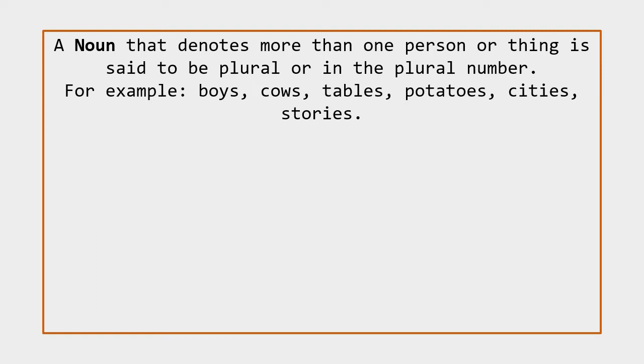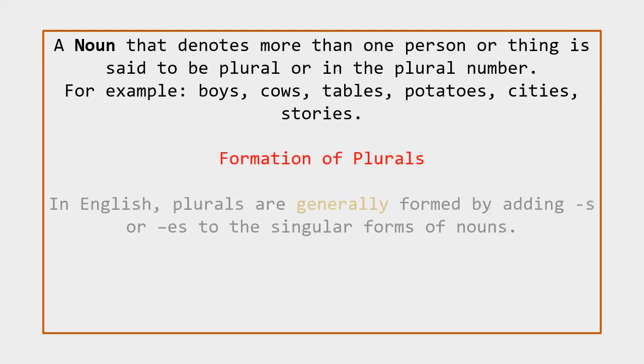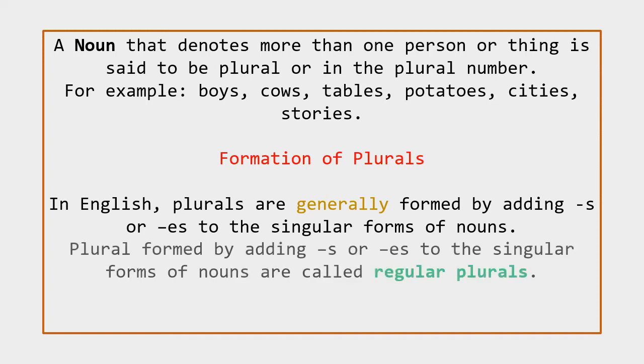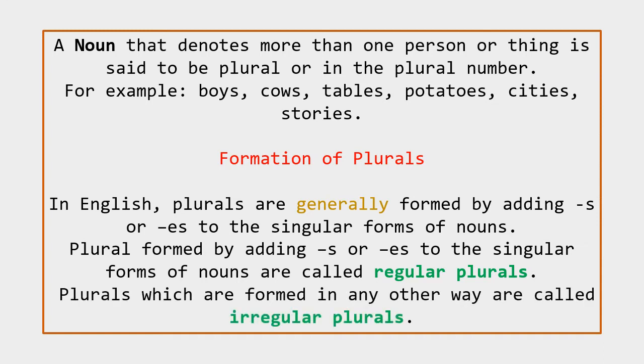Now, after understanding both of these terms, singular and plural, you must know how we form the plurals. In English, plurals are generally formed by adding s or es to the singular forms of nouns. What do we call them? We call them regular plurals. Plurals which are formed in any other way are called irregular plurals.